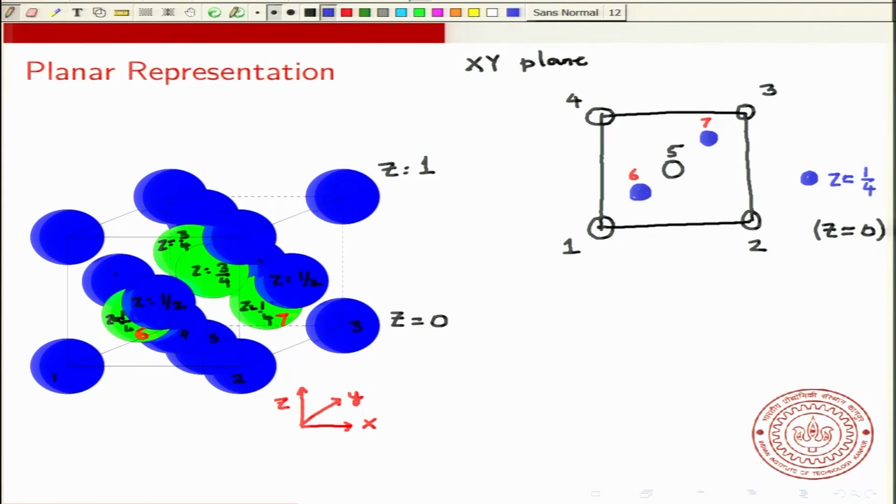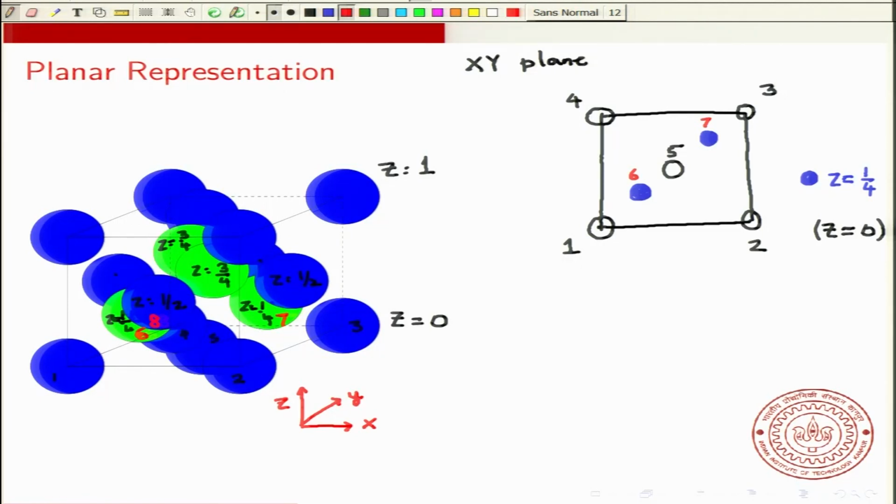Now you can see in this one representation I have shown the 4 atoms located in the z equal to 0 plane and the 2 atoms located at z equal to 1 by 4 plane. Next you go to the z equal to half. Now z equal to half. Okay, so now let me look at this atom number 8. This is located at z equal to half.